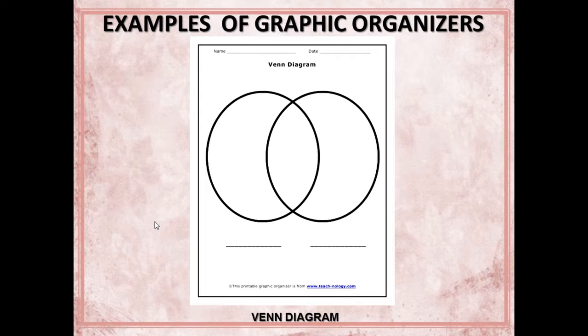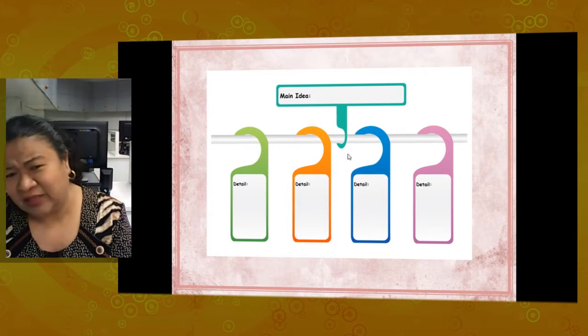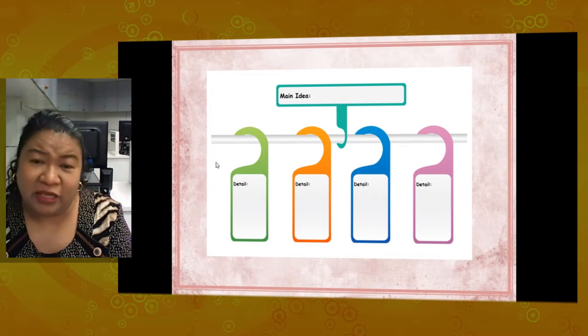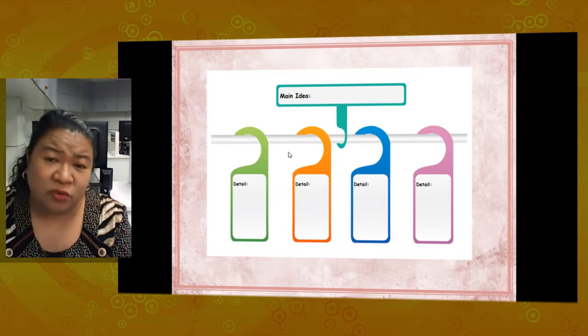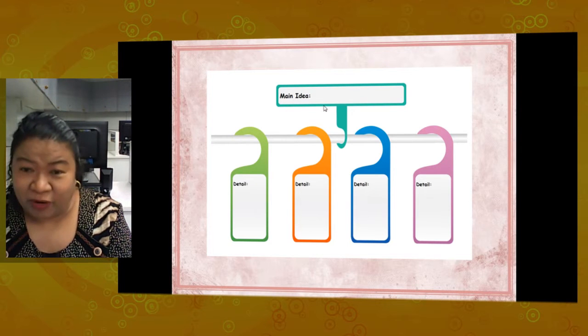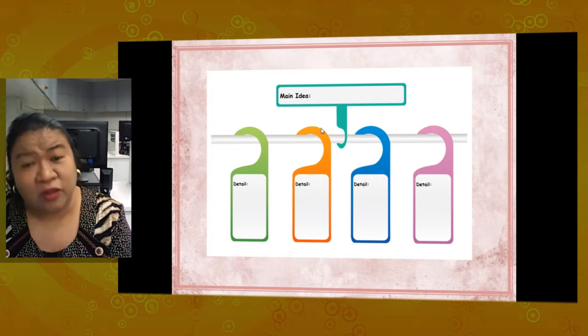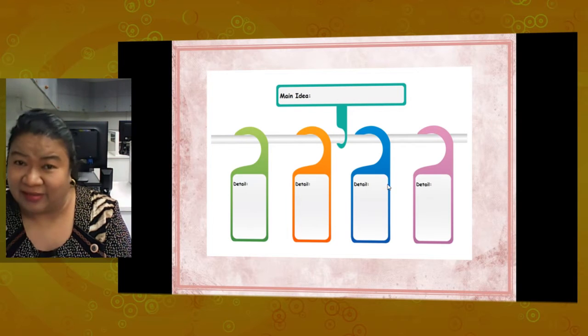So that's how you use the Venn diagram. And then, of course, you can be creative like this, no? Depending on the age of your learners, even for preschoolers, elementary, high school, you can be creative in presenting your graphic organizer as long as they are logical. Okay, so you have the main idea here, the bar, and then, of course, what hangs are details.